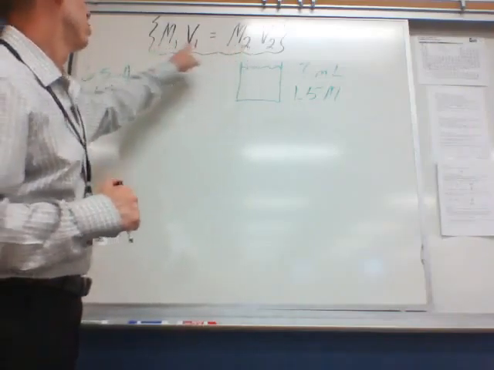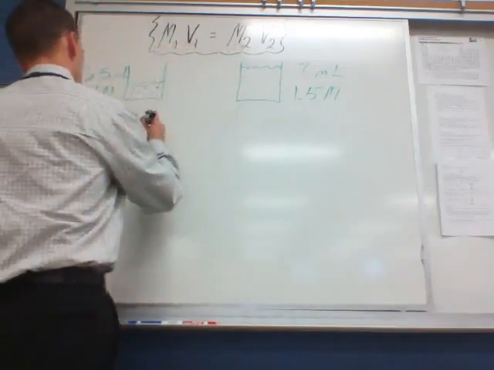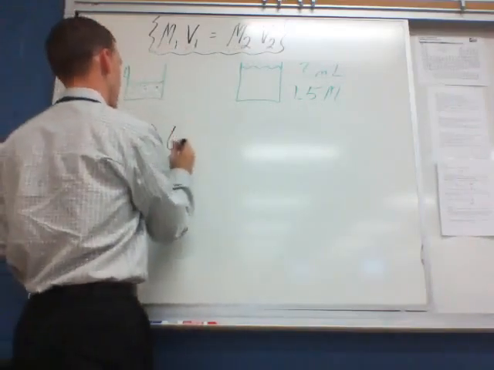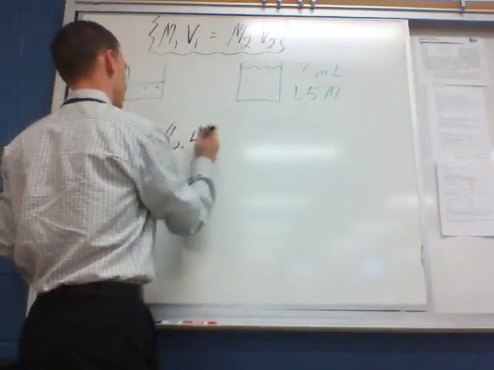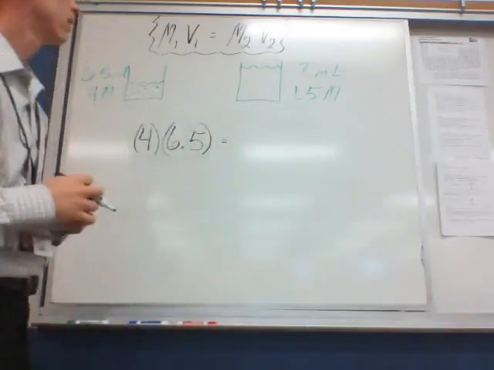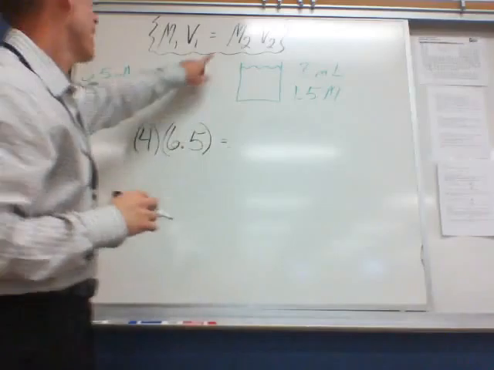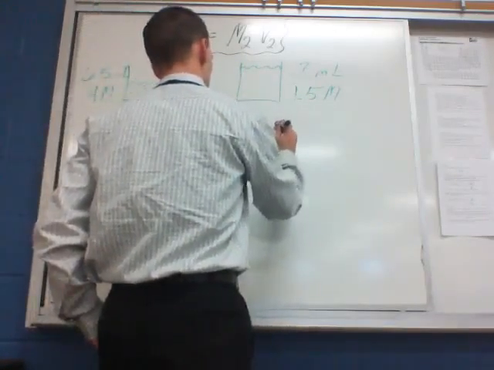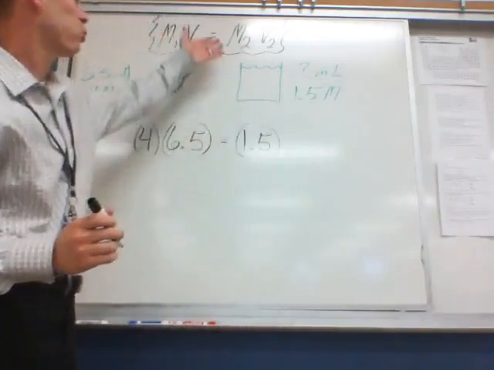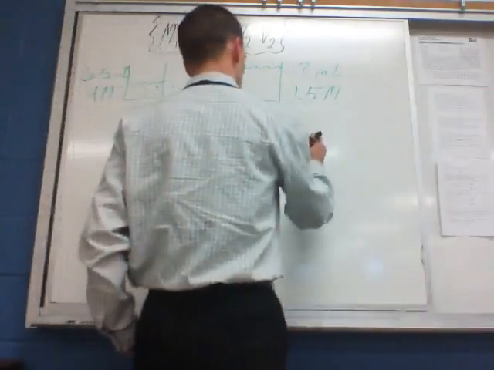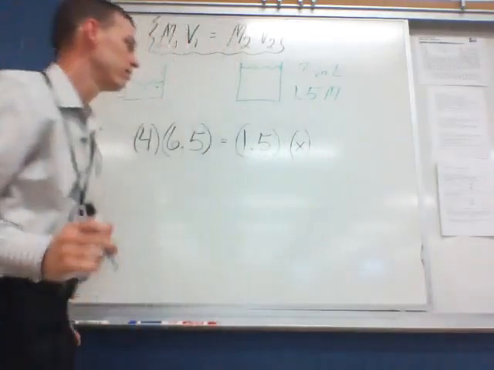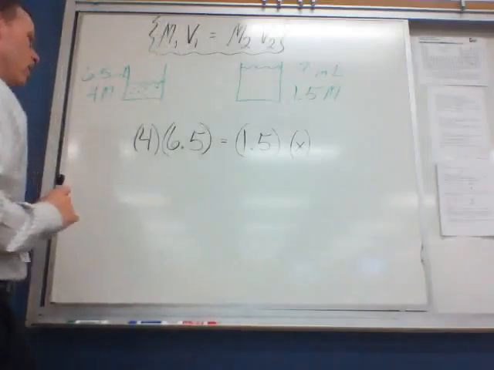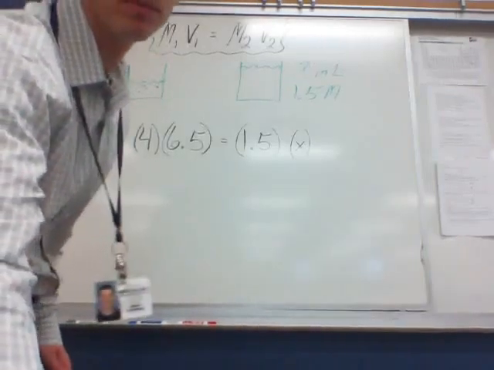M1V1 equals M2V2. My starting molarity was 4. My starting volume was 6.5. My ending molarity will be 1.5 when we're all done with it. So how much water is in there? Finish it. Find an answer.